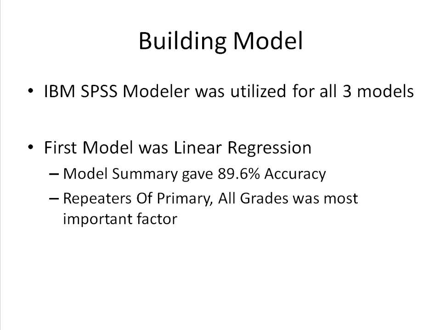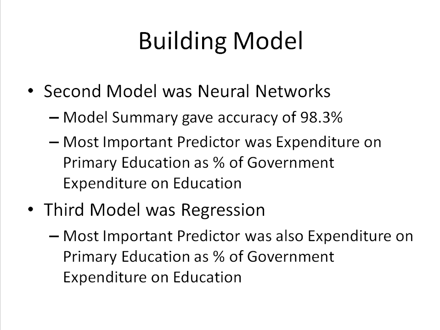All right, in building the actual models, we utilized IBM SPSS Modeler for all three. The first model we utilized was linear regression, and that model gave us 89.6% accuracy. The most important factor was the repeaters of primary school for all grades. The second model was a neural network. That model summary gave us an accuracy of 98.3%, and the most important predictor was expenditure on primary education as a percentage of government expenditure on education.